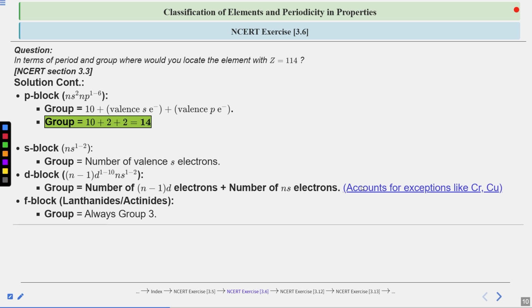For group 3, it is very easy in the case of the f block. Why? Because every element of the f block belongs to group 3. So this is very, very important: every element of the f block belongs to group 3. In this way, you will determine the group number for every given atomic number. I guess this process is clear to you. It's quite simple to do, and it is beneficial for each and every atomic number.